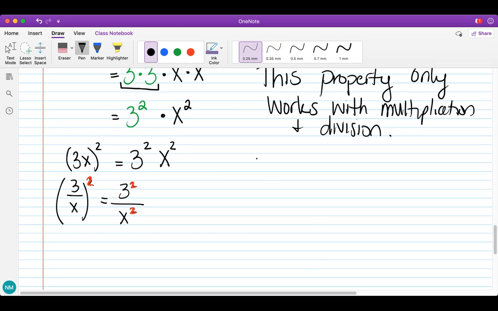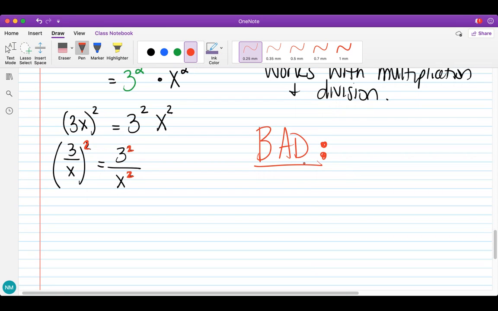However, if I have, and I'm going to put this in red here, like bad, don't do this. If I have x plus 1 squared, it is not the same thing as saying x squared plus 1 squared. You cannot distribute it if there is an addition sign or a subtraction sign inside.